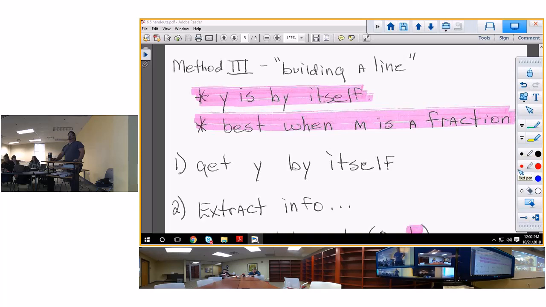So write that down. Graph using the slope and y-intercept. That's what the directions will say.